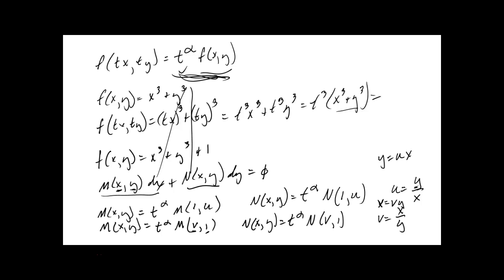But this is what they call homogeneous, because what if you had f of tx, ty? Well, whatever is here, you cube it. Whatever is here, you cube it. Well, if you cube this, you got t cubed x cubed, and you cube this, you got t cubed y cubed. Factor out the t cubed, there you have a t cubed times x cubed plus y cubed, which is your f of x, y. So this is homogeneous of order 3.